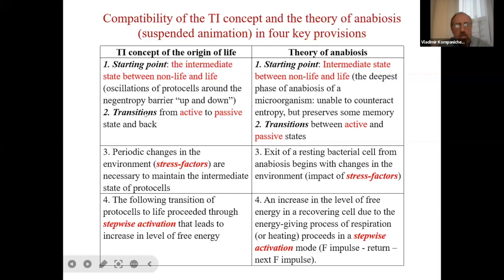So let's compare, on the one hand, 4 key points of the concept of thermodynamic inversion and the theory of anabiosis. The same intermediate state between life and non-life. Second, transition from active to passive state in the theory of thermodynamic inversion, and transitions between active free living existence and the anabiotic state.